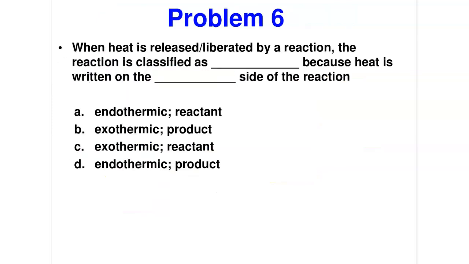So let's go and see what happens. This problem says when heat is released or liberated. Remember, if heat is released or liberated by a reaction, that means it's an exothermic reaction. So the reaction will be classified as what? Exothermic. It's releasing heat, because heat is written at which side? At the product side of the reaction. So let's see where that happens. Exothermic and product. Exothermic and product is B. We got it. Exothermic and product is B. That is what we'll have there.